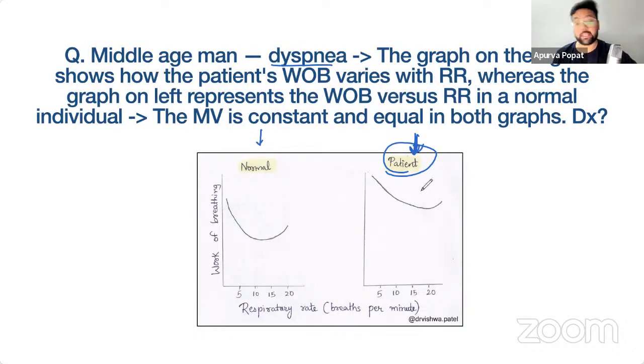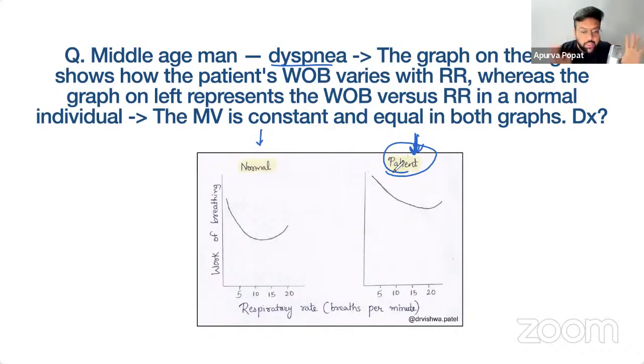Work of breathing is increased in both obstructive and restrictive lung disease. The patient does something so that they can keep the work of breathing minimal. But airflow is normal here. Okay, so they have not shown any elasticity graph. They have not shown any airflow graph. They have shown the average of both airflow and elasticity, and that's how you come to the graph.